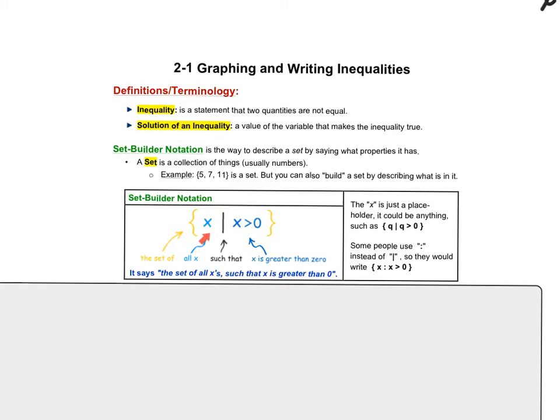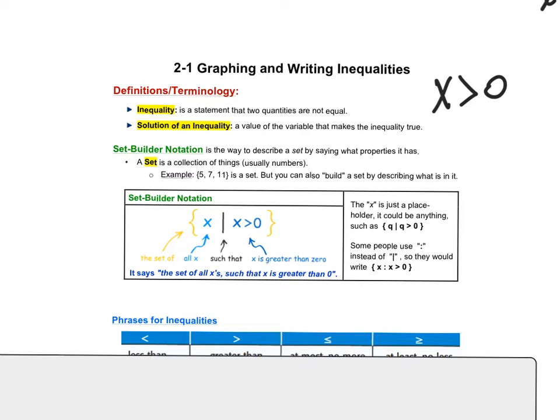x is just the placeholder. It could be any letter. It could be Q, N, R, anything. And this line means such that. So for example, if the answer was that x is any number bigger than 0, the way you would write it now in Algebra 1 would be to say open brace, which means the set of all x values such that x is greater than 0, close brace. The form of writing it is called set builder notation. This is the basic way of writing it up here, x is greater than 0, and this is set builder notation.